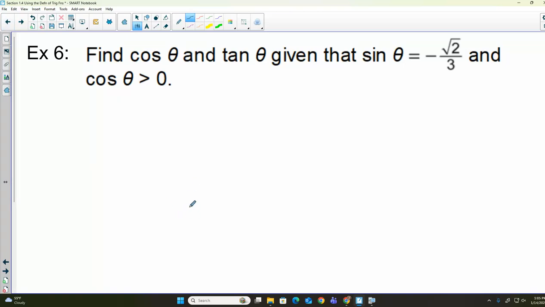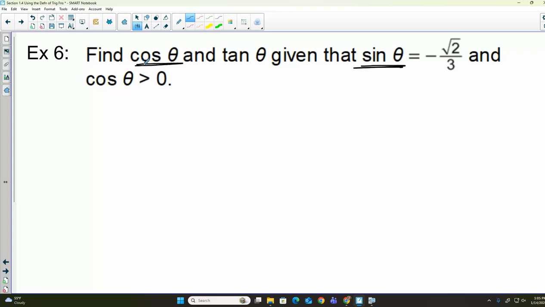So if I asked you to find cosine of theta and tangent of theta, given that sine of theta is negative radical 2 over 3, and cosine of theta is greater than 0. We have a couple options for how to do this. Let's use an identity on this one, and I'll do another one and show you a different option, okay?